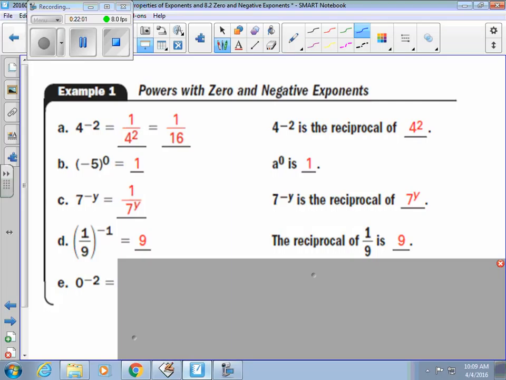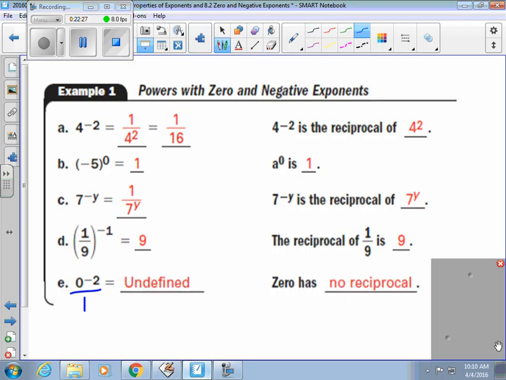And then E is 0 to the negative 2 power. Again, when anything is raised to a negative exponent, it rides the elevator. If 0 goes from the top of the fraction to the bottom of the fraction, now you got 0 at the bottom. You cannot divide anything by 0. That's why 0 to a negative exponent is undefined. There is no reciprocal for the number 0. You cannot flip it and put 0 at the bottom. That's why for E, it's undefined with no reciprocal.